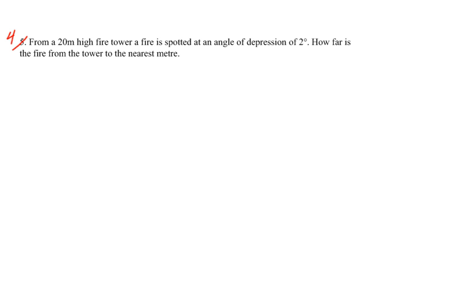This is your number 4. From a 20-meter high fire tower, a fire is spotted at an angle of depression of 2 degrees. How far is the fire from the tower? Angle of depression is from the horizontal down.